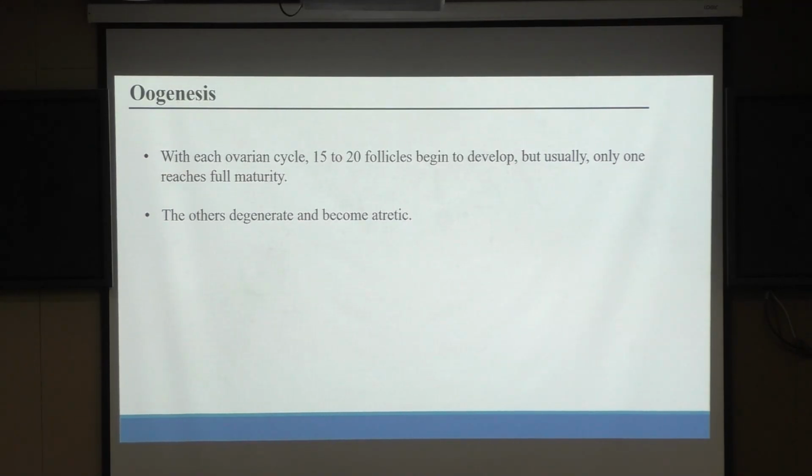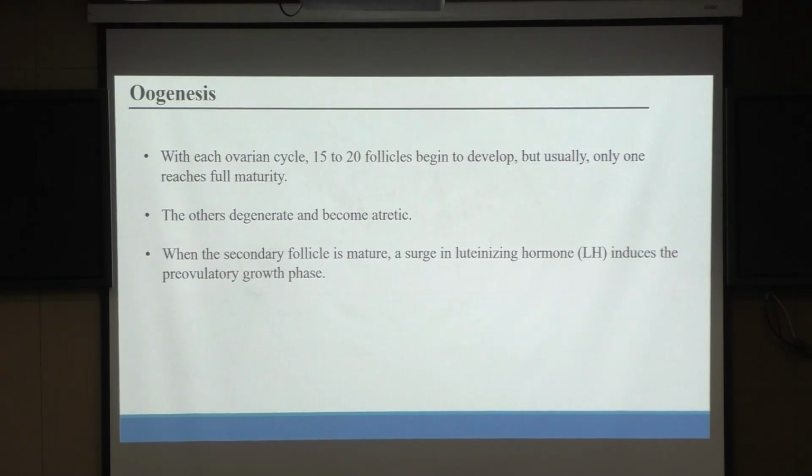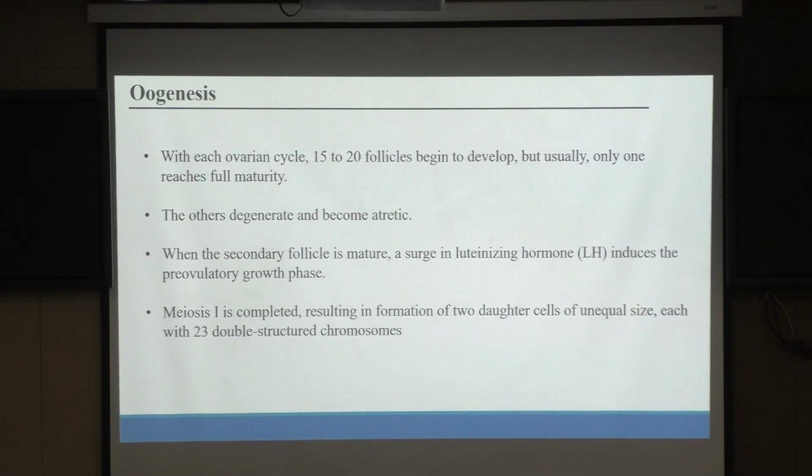Right? So maturity, in the sense that the follicles will also undergo stages from primary follicle to secondary follicle to Graafian follicle, which finally will release the ova. So the others will become atretic. Now, when the secondary follicle is mature, there will be a surge in the luteinizing hormone, which induces a pre-ovulatory growth phase. So just before ovulation, meiosis 1 gets completed. Right? The first meiotic division gets completed before ovulation. So all these years or all these months, the cell will remain dormant in the prophase stage of the first meiotic division.